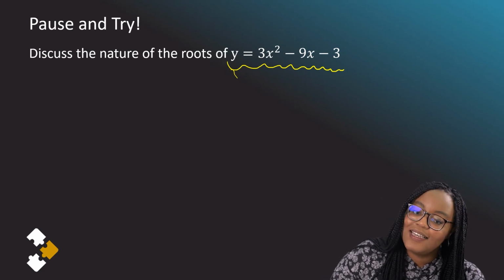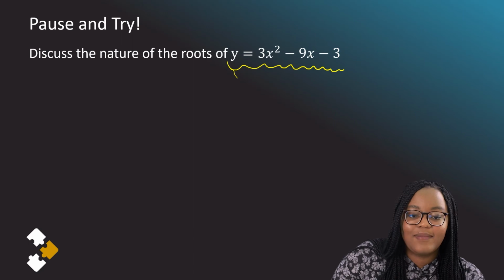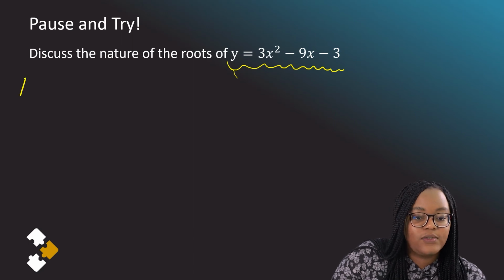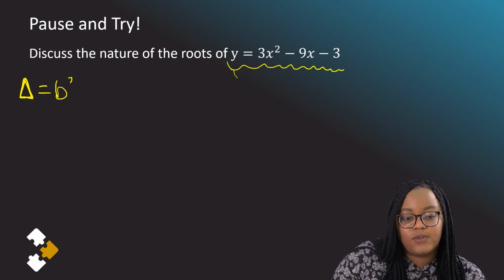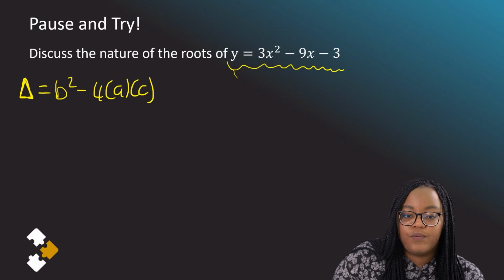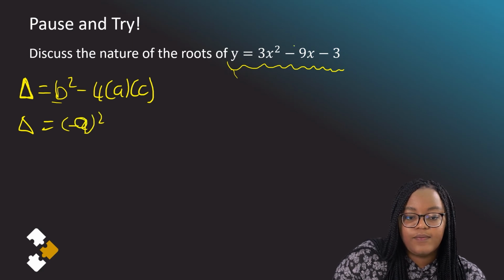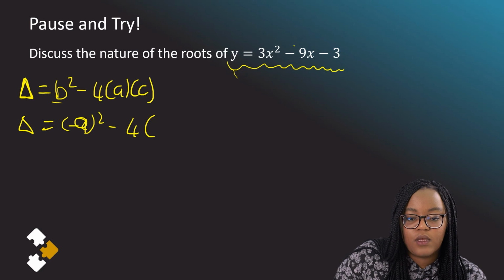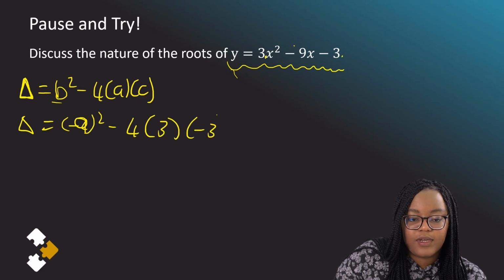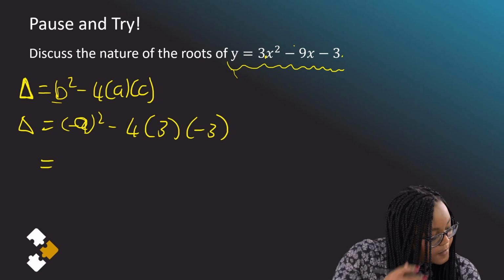So we have y is equal to 3x squared minus 9x minus 3, and we're discussing the roots. Delta is going to be equal to b squared minus 4ac once more. In this example, delta is going to be equal to negative 9 squared minus 4, 3, negative 3.